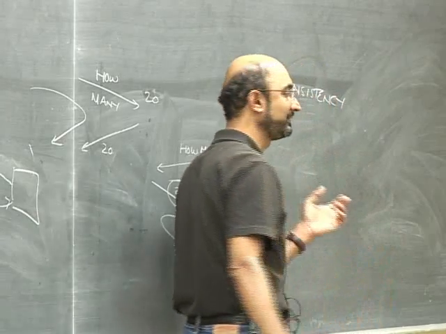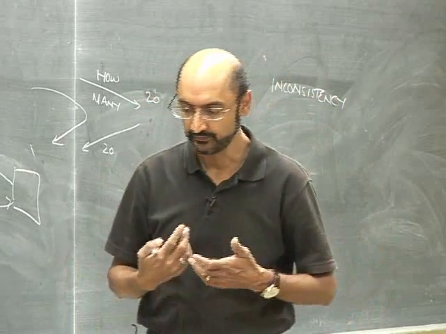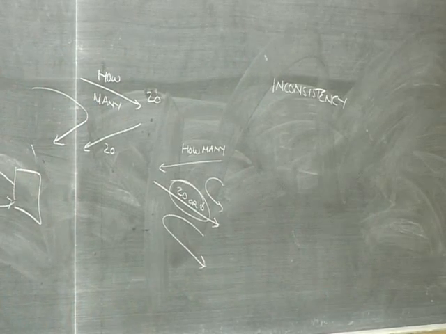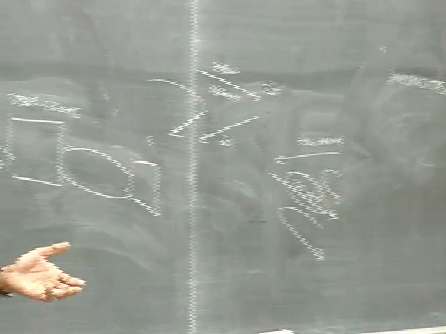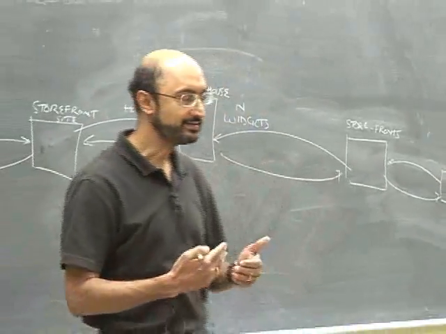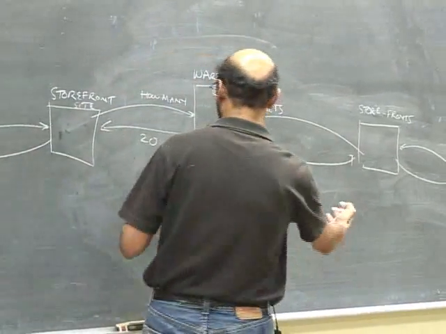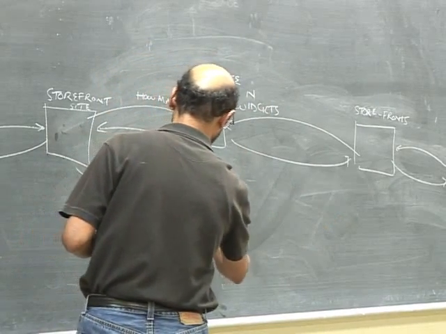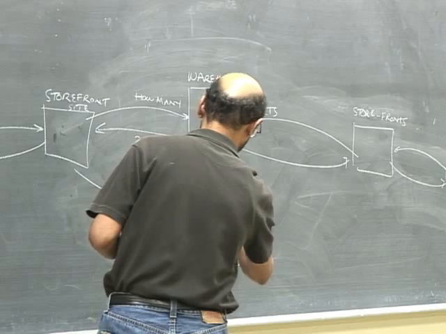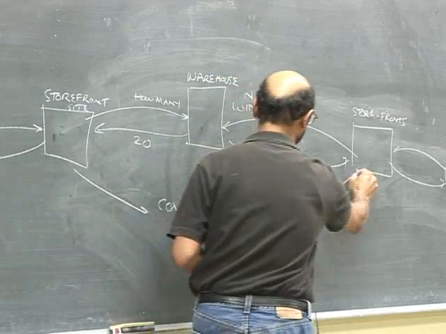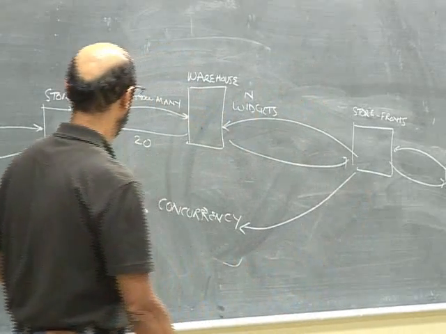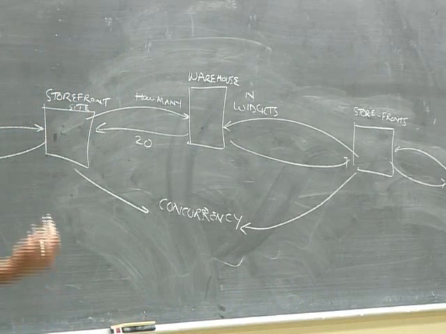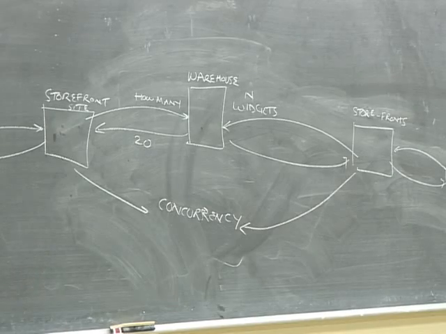And this inconsistency arises just because it's a distributed system. If it were a centralized system, we wouldn't have it. Is that clear? So anytime you have what we have over here, we call this concurrency. With concurrency, we can have inconsistency because they may have different views of the world.